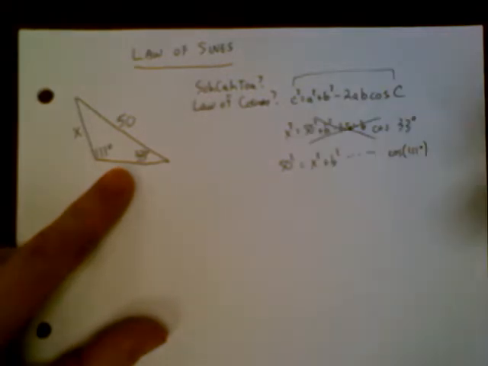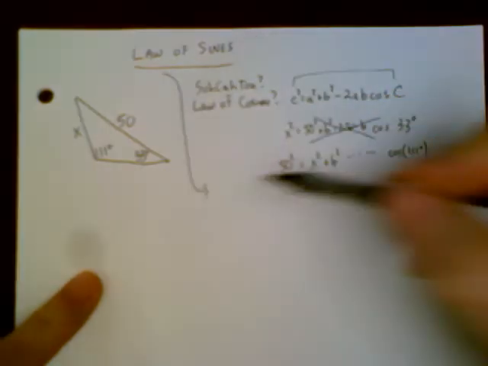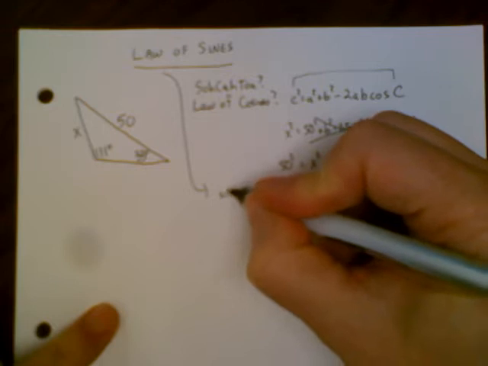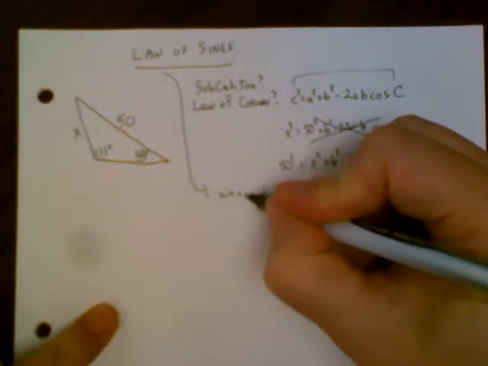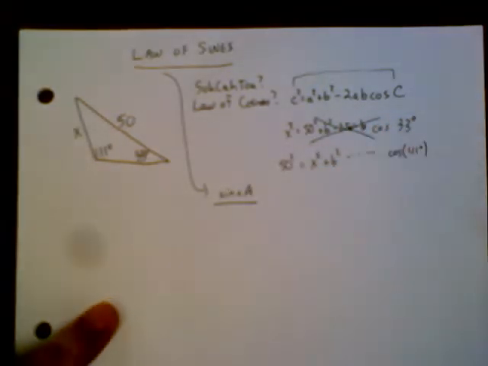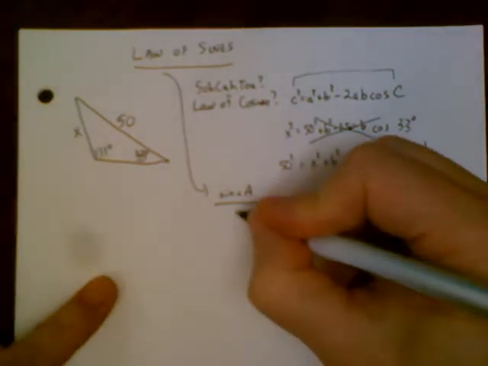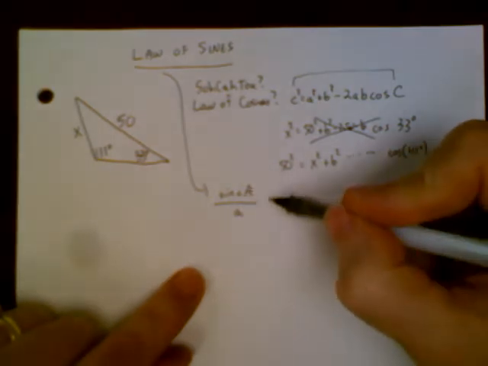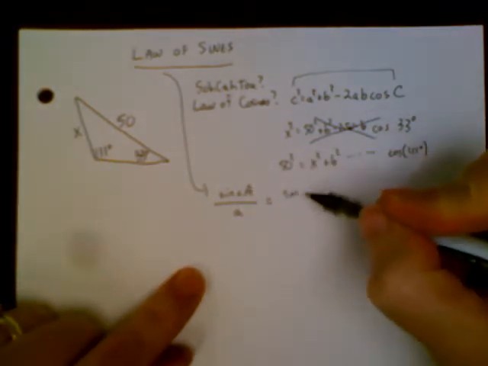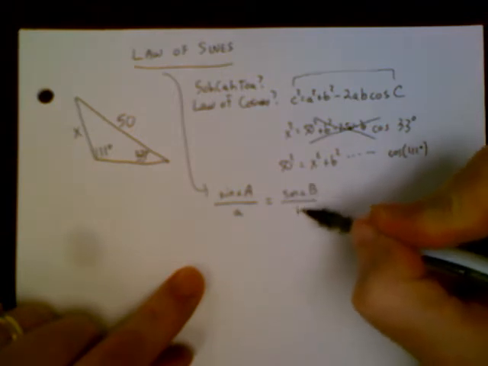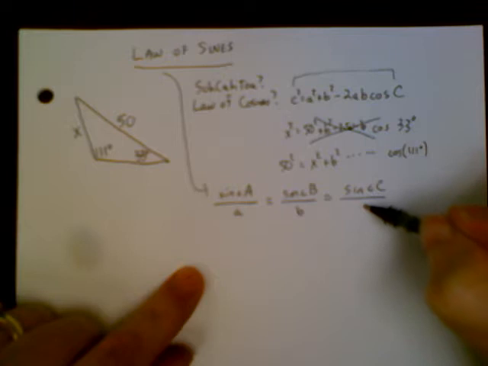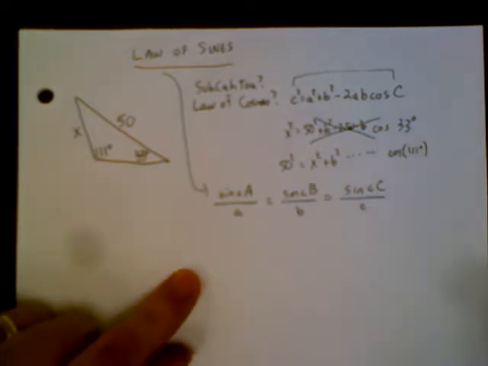So the law of cosines is not working for us here, and what will work for us instead is this other law, which again I'm not going to take the time to prove. It's called the law of sines, and it can be written in one of two ways. The sine of angle A over lowercase a, which is the side across from that angle, is equal to the sine of angle B over lowercase b, which is equal to the sine of angle C over lowercase c.